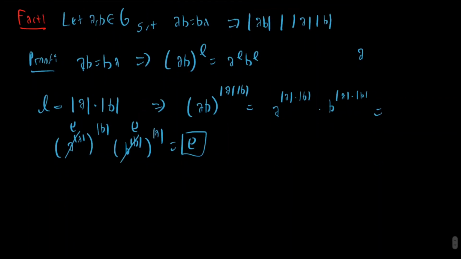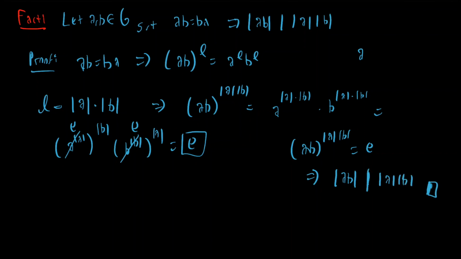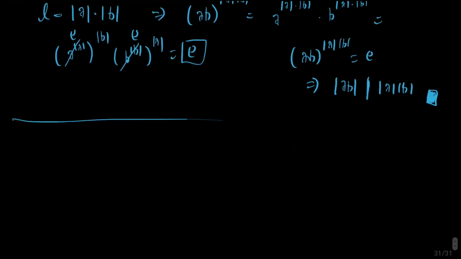Now what we have noticed is that (AB) to the order of A times the order of B is equal to the identity. And this implies that the order of AB divides this exponent, which is the order of A times the order of B. And this concludes this other proof.